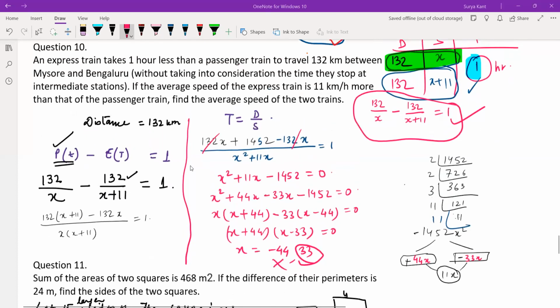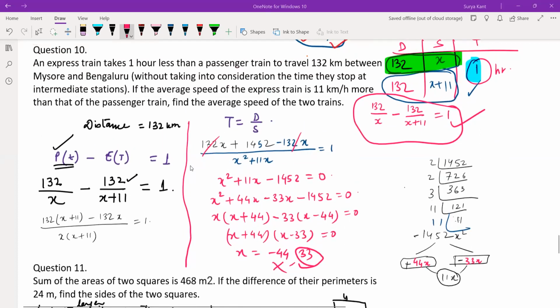Square is coming into the picture. So we have to consider two variables over here, x as well as y, right? So the sum of the areas of two squares. Take two squares over here. One side is x, another square side will be y. You can consider that, okay? So if you add both the areas, you get 468 meters square.